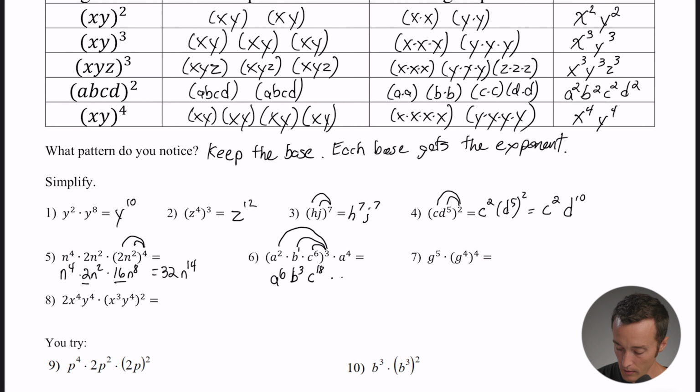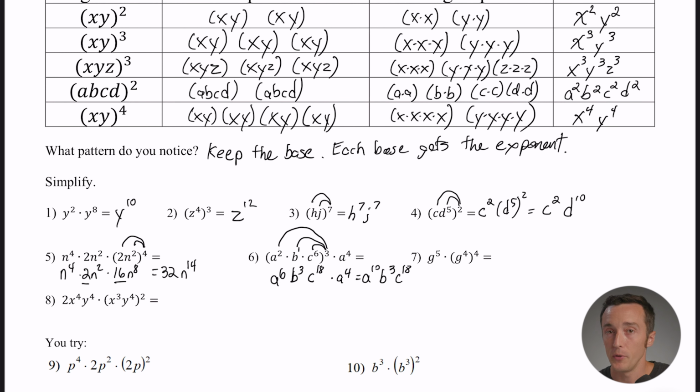Now, you're good, except don't forget you've got that a to the 4th power. So what would this simplify to? If I were to take this all the way to the end, I have to combine the a to the 6th and the a to the 4th. That'll be a to the 10th. And then, of course, I still have that b to the 3rd and the c to the 18th power. Okay. We're just going right along.